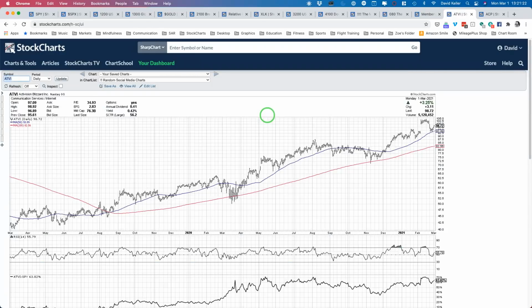Things like Activision pulling back to an ascending 50-day moving average. There's a bucket of stocks, Activision, PayPal, others that I'll try to get to as many as I can, that are pulling back to their 50-day. I think it's a really interesting time to run that screen using the scanning engine and see what sort of names pop up there. ATVI is potentially a really interesting setup, higher highs, higher lows, and now pulling back to the 50-day.